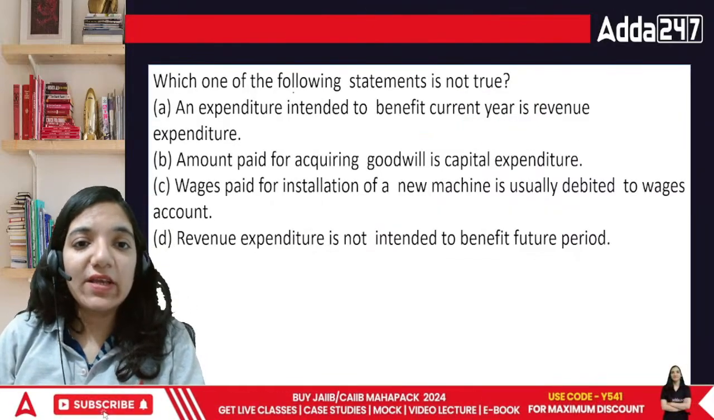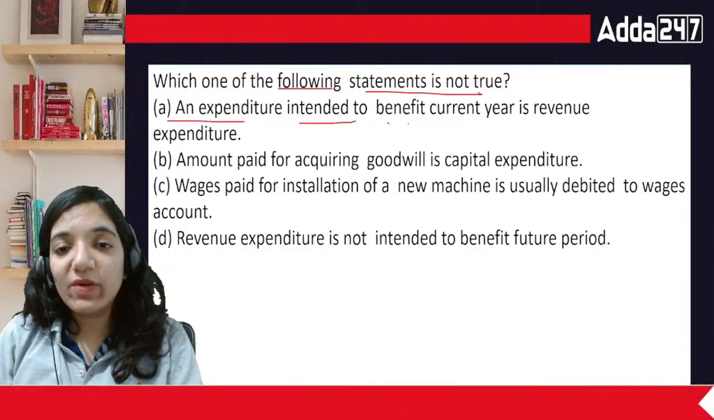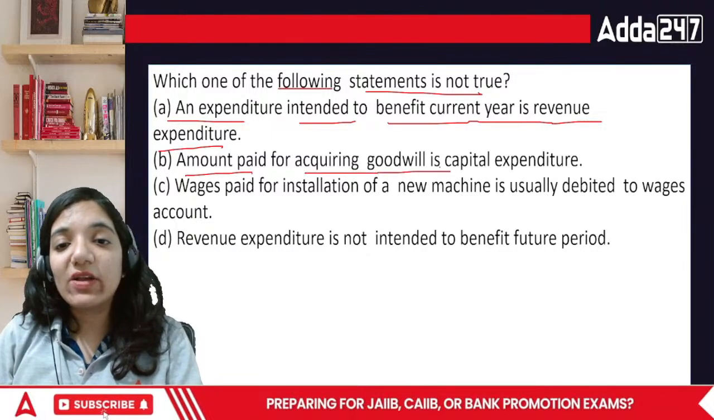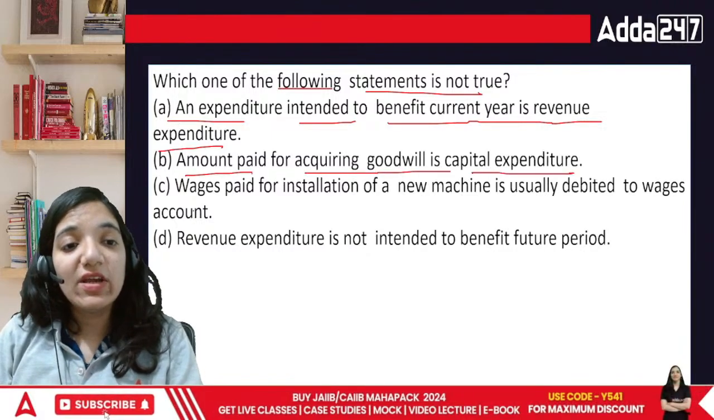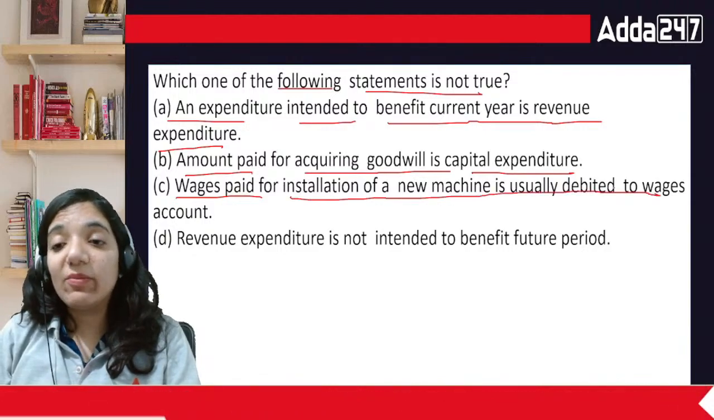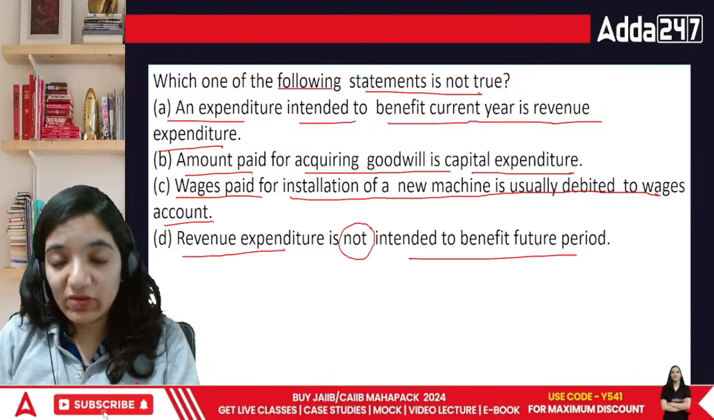Which of the following statements is not true? An expenditure intended to benefit the current year is revenue expenditure. Amount paid for acquiring goodwill is a capital expenditure. Wages paid for installation of a new machine is usually debited to the wages account. Revenue expenditure is not intended to benefit future periods.